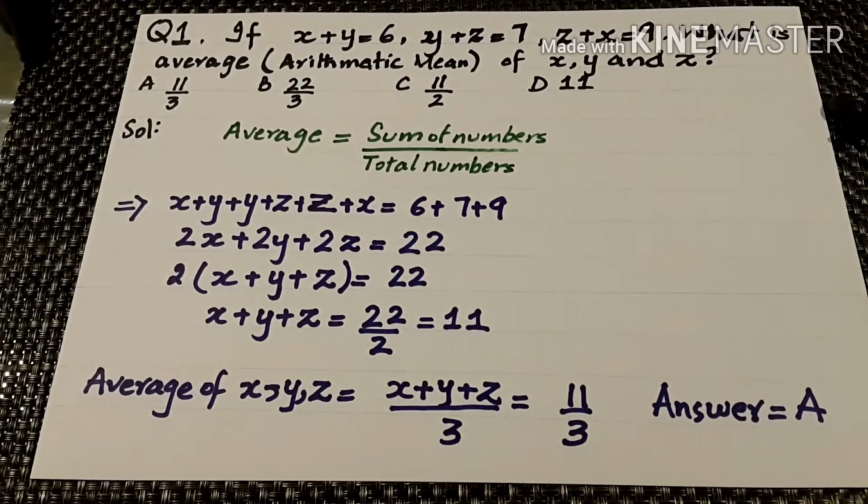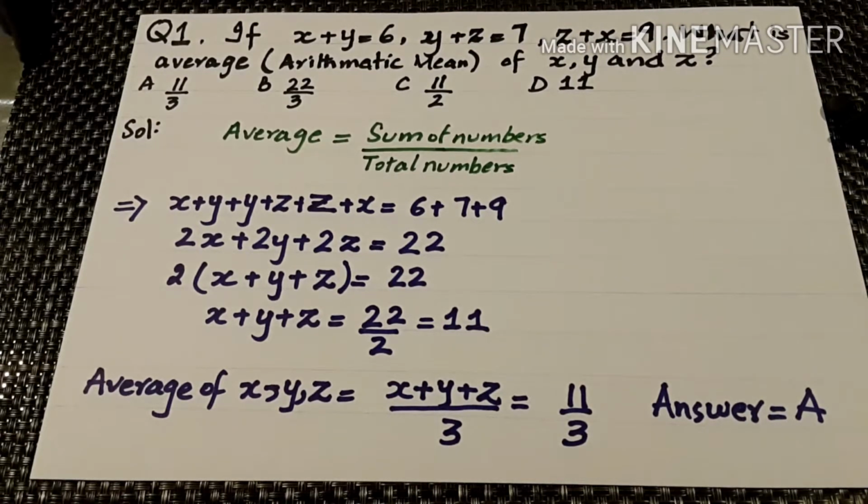Now question number 1. If x plus y is equal to 6, y plus z is equal to 7 and z plus x is equal to 9, what is the average or arithmetic mean of x, y and z? Options are 11 by 3, 22 by 3, 11 by 2 or 11. Now we will solve it.